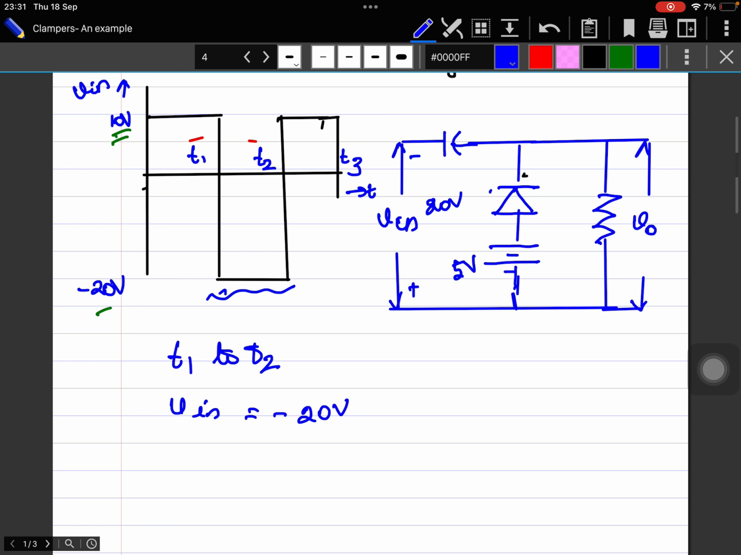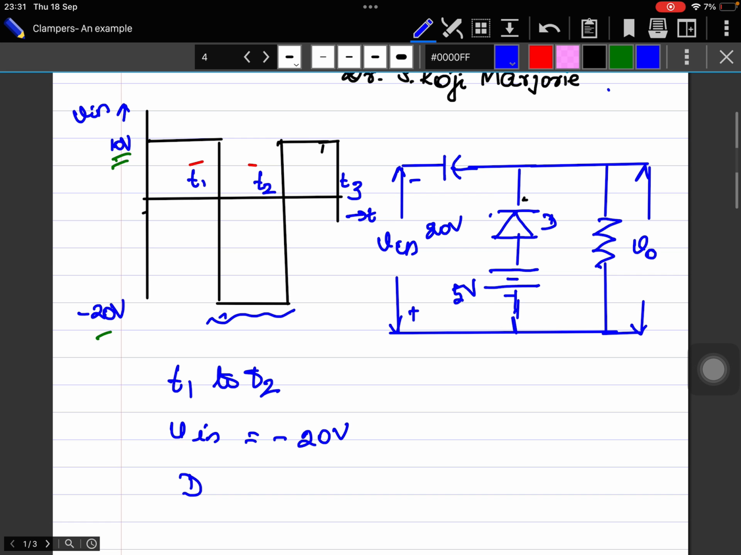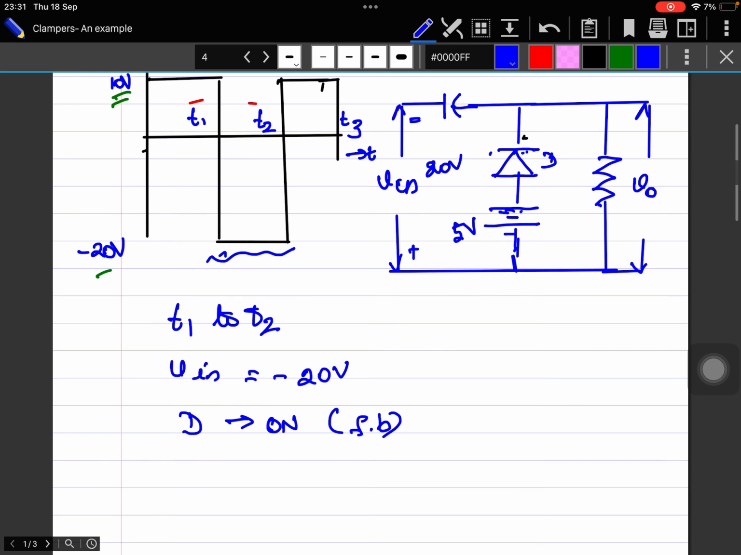Okay. So what will be the state of the diode D? When you consider the diode, this negative voltage is coming to the cathode, and the anode is given by a positive potential of 5 volts. So this diode will start conducting when the cathode voltage is less than 5 volts. But we are giving a huge negative voltage of 20 volts, so the diode will definitely be on since it is forward biased.